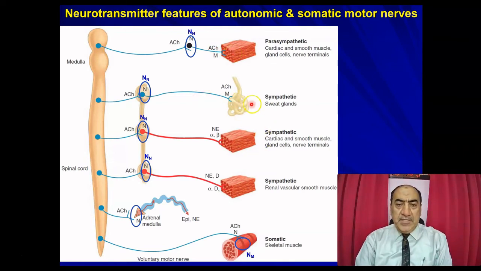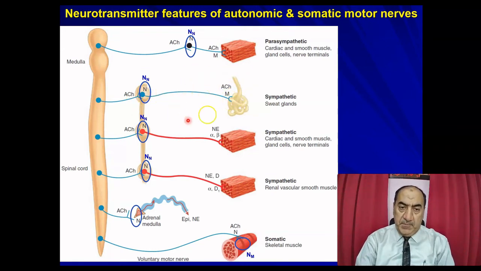Okay, as I said before, a sweat gland is kind of an exception to the rule. The nerve is sympathetic, but it releases acetylcholine, and I mean the postganglionic neuron releases acetylcholine, and the receptor is muscarinic. So this is kind of an exception. Usually sympathetic releases norepinephrine and the receptors are alpha or beta, but this one is sympathetic, but it releases acetylcholine and the receptor is muscarinic. I hope this is clear. This is a very important diagram.